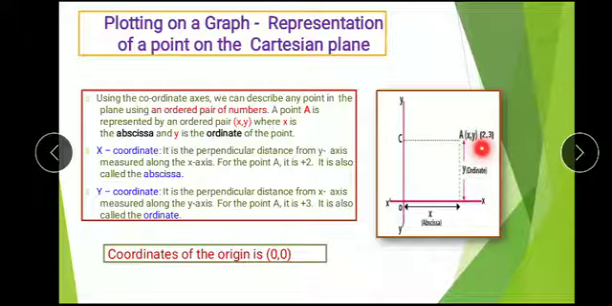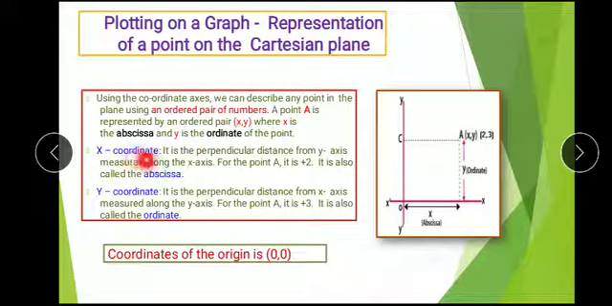Here 2 means, we can see 2. So 2 basically means the distance of this point from the y-axis. This is 2 and this one is 3. So this distance is 2 centimeter and this distance is 3 centimeter. In this ordered pair (x, y), x is called the abscissa and y is called the ordinate.